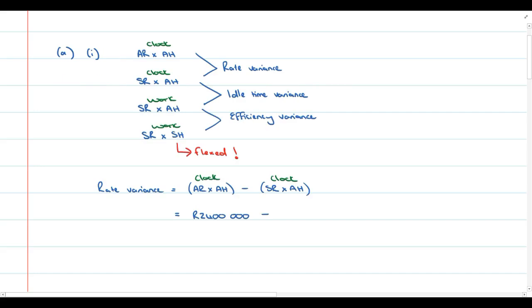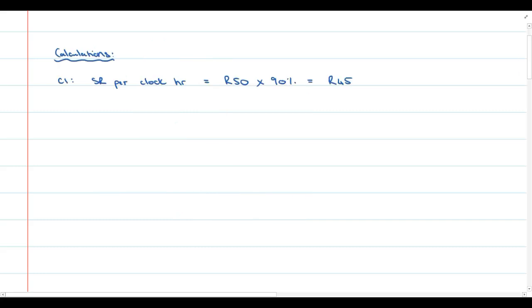You can now take that standard rate per clock hour and include it in your calculation over here and use that to calculate the rate variance. Right now what I'm looking at is just making sure that you understand the logic behind these calculations, where you have clock hours and work hours, because it can get quite confusing.